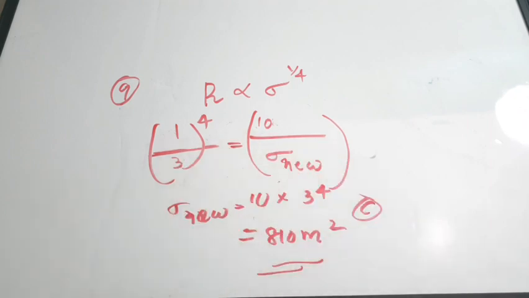Okay, I really hope you understood how to do this question. See, the question was asking at one range there was one sigma, the radar cross section of the target. At another range, they are asking what will be the sigma value. So you just have to first find the relation between the range and the sigma and then take the ratio. So that's what we have done here. We have obtained the value as 810 meters square, which is option C. Correct answer for 9th question is option C. Okay, now we are going to the 10th question, which is the last question that we'll be doing.